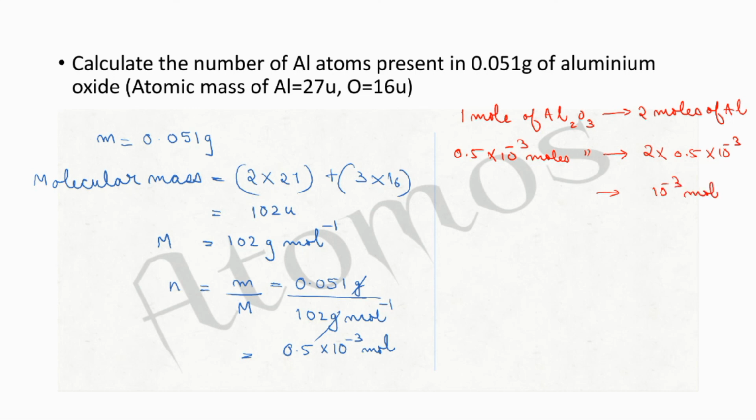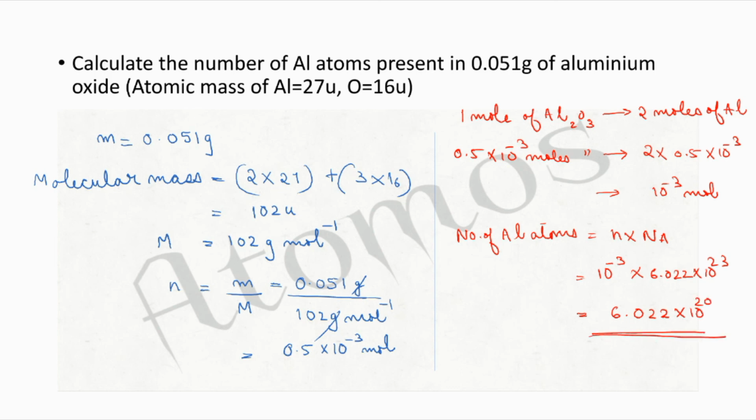And now, they are asking the number of aluminium atoms. We already know the formula. If you know the number of moles, how do you calculate the number of aluminium atoms? Number of aluminium atoms present will be equal to number of moles into Avogadro number. You got the number of moles as 10 raised to minus 3, that is the number of moles of aluminium atoms, into 6.022 into 10 raised to 23. Easy, no? So the number of aluminium atoms present will be equal to 6.022 into 10 raised to 20. This will be the answer.